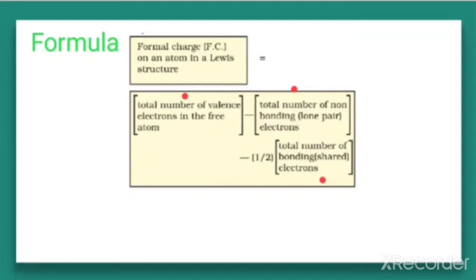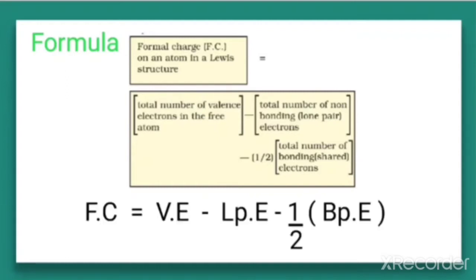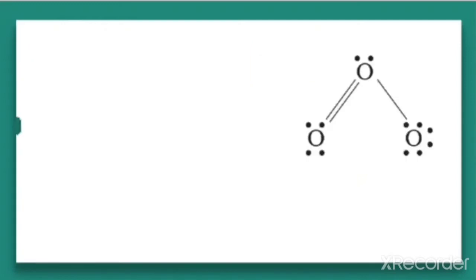So let us shorten this formula. We can shorten it like this: Fc is equal to VE, where VE is the valence electron, minus the total number of non-bonding electrons, that is lone pair. I am writing lone pair electron in short as LP.E, minus half of BP electrons, that is bonding electrons. So let us use this formula and find out the formal charge for the ozone molecule.